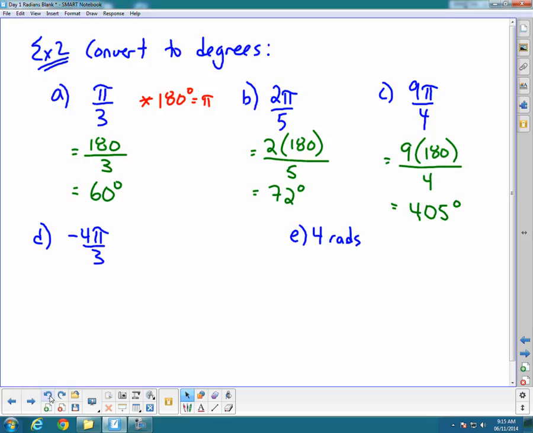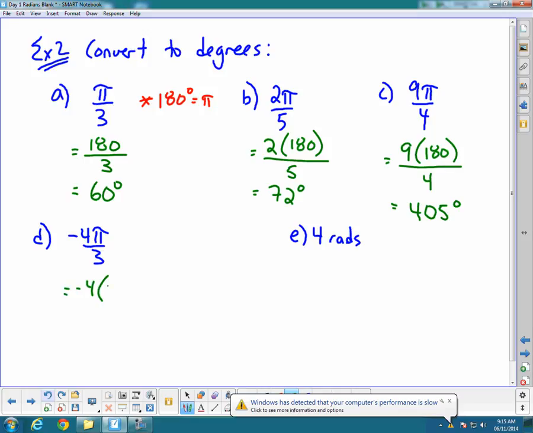Okay, D, negative 4 pi over 3. So for starters, we remember the negative means we're going the opposite direction. Do you think it's going to be more or less than 180 degrees in the opposite direction? More, that's right, because 180 degrees would be, since we're talking thirds, 3 of them. And here we have 4. So we're going in the negative direction more than 180 degrees.